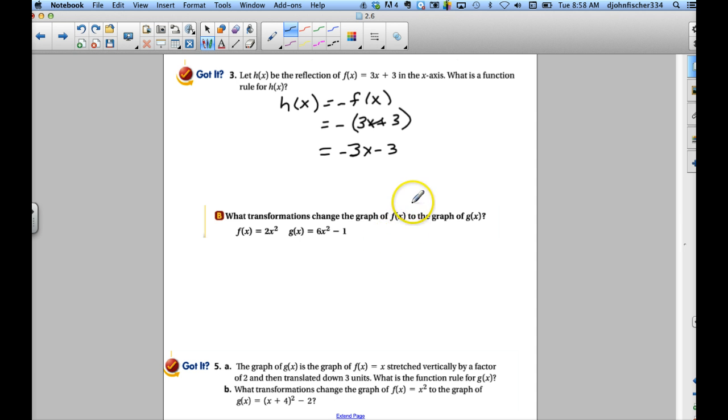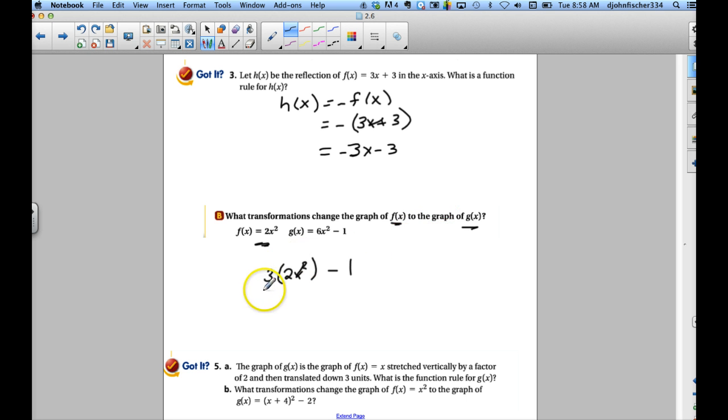So now let's look at this. What transformations change the graph of f of x to the graph of g of x? Well, here's our f of x. Now we're going to go here. So I can think about a couple of ways. I can say, okay, this is 3 times 2x squared minus 1.